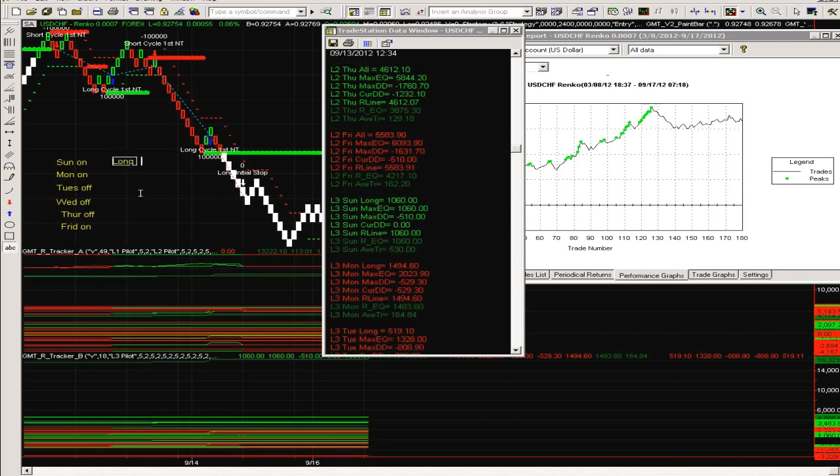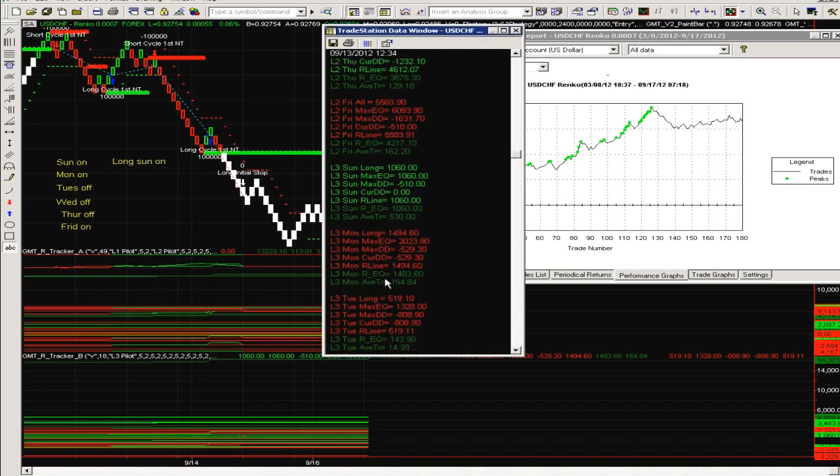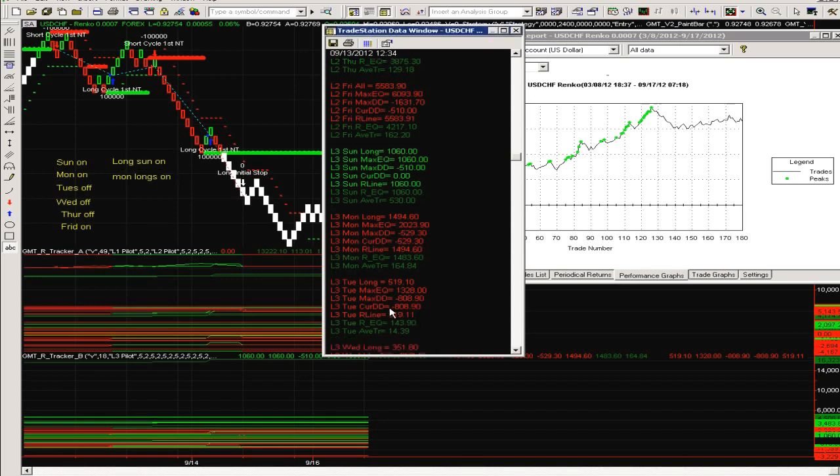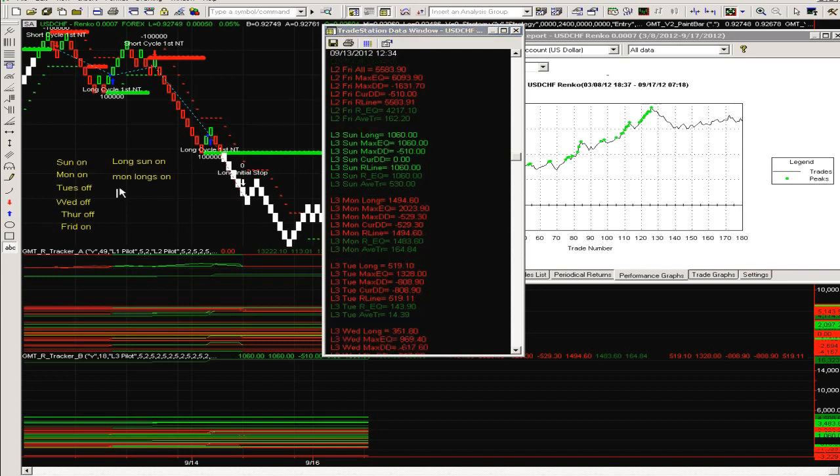Longs, Sunday is on. We've got Monday longs. Are we trading Monday longs? Monday longs are on or off? Yep, so we're on for Monday longs are on. Okay, Tuesday longs. Current drawdown there is $808. So Tuesday looks like Tuesday longs are off.